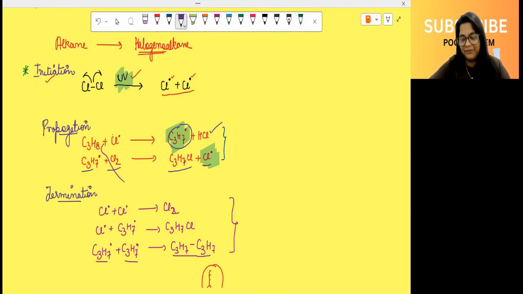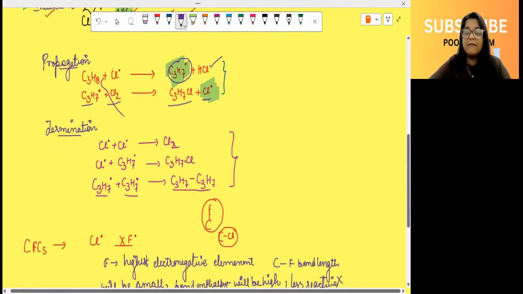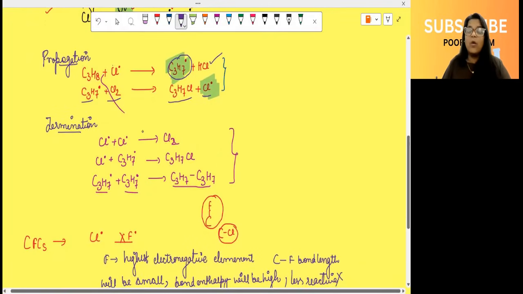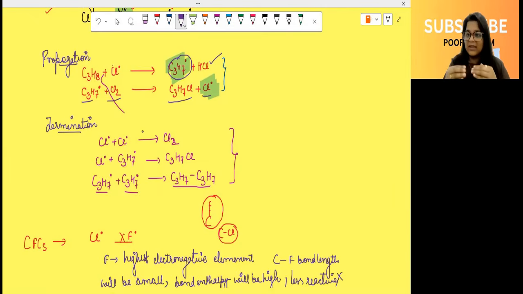Then finally the termination. What is the termination? The reaction will keep on going as long as you have the presence of free radicals in your reaction mixture. So when these radicals are over, the reaction will finish. So what will happen in the termination?